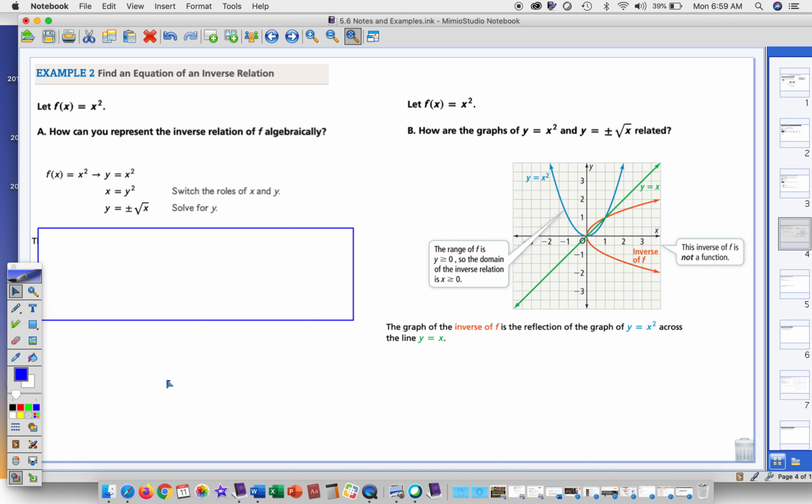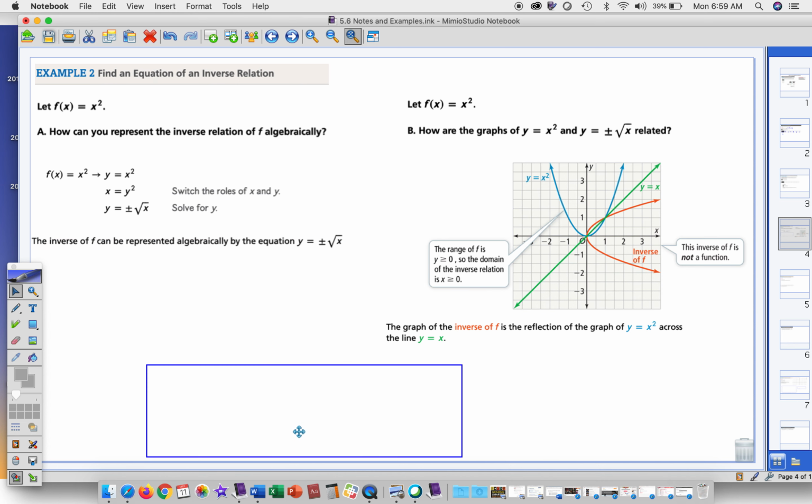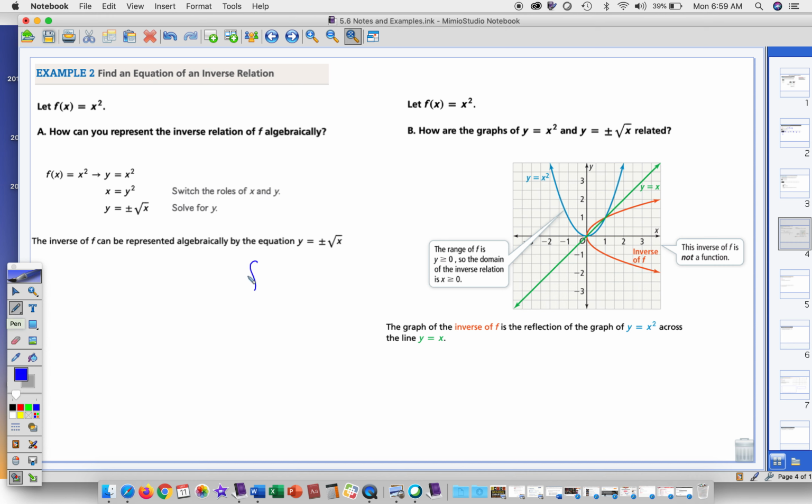And then our last step is to solve for y. So when we take the root, we get y is equal to, this is where the plus or minus comes in, plus or minus root x. So the inverse of f can be represented algebraically by the equation y is equal to plus or minus root x. Now if we went back to function notation, that would look like this.